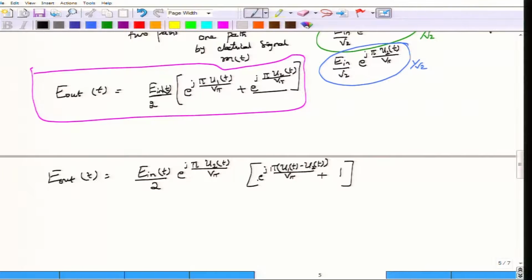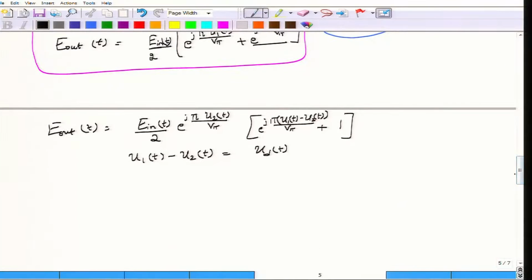Now, this has not completely solved my problem, but what I can do is write u1 of t minus u2 of t as u d of t, which would represent the difference between u1 and u2 of t. Okay. So, that would represent the difference between the two signals u1 of t and u2 of t. These are electrical signals, by the way. So, please remember u1 of t and u2 of t are electrical signals.